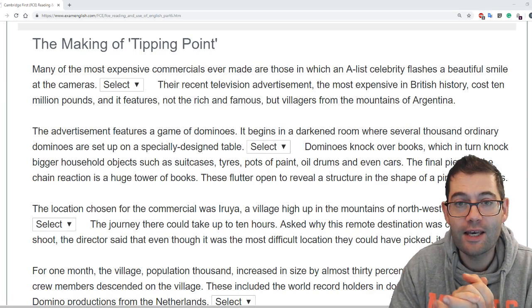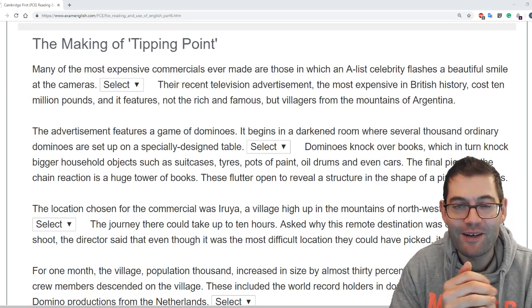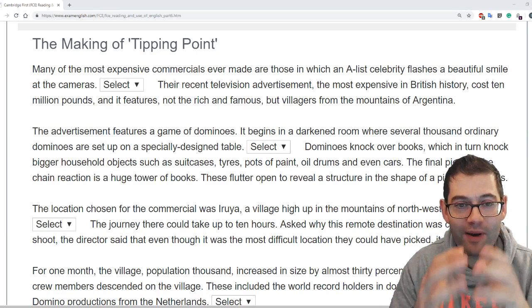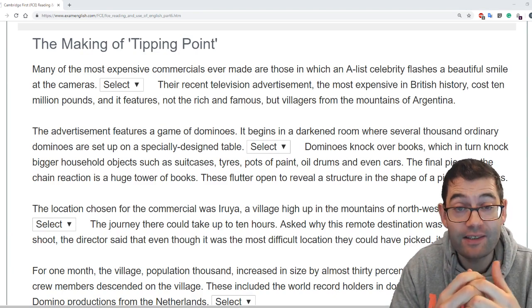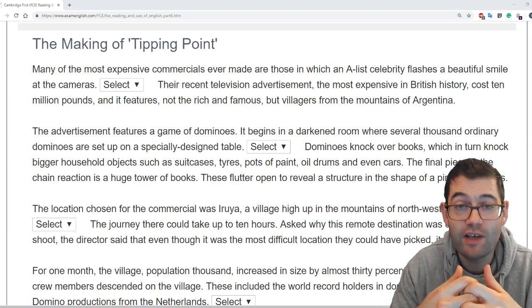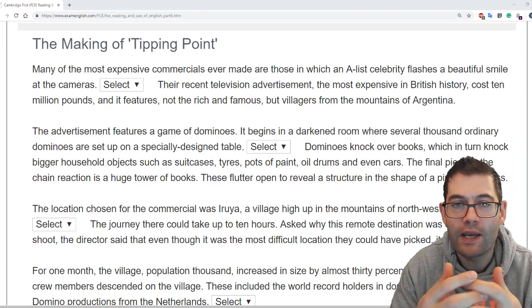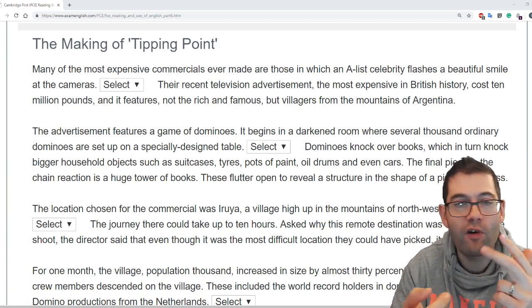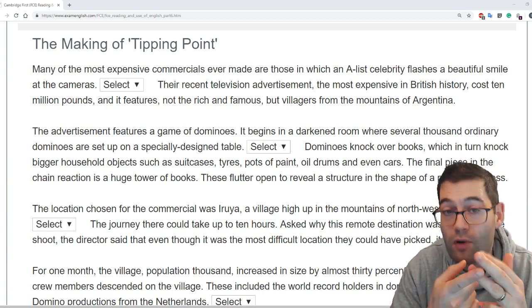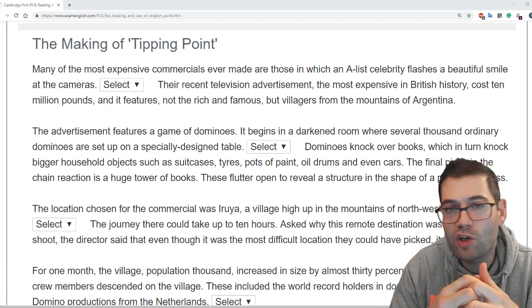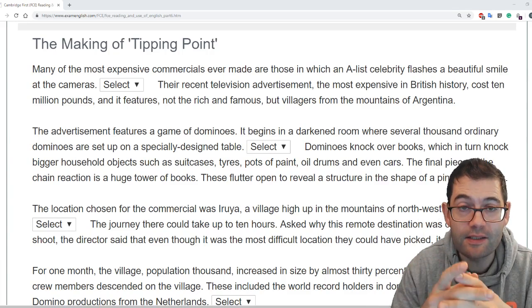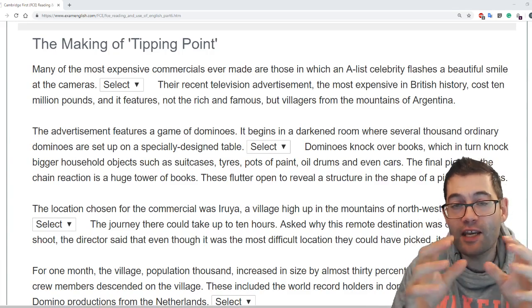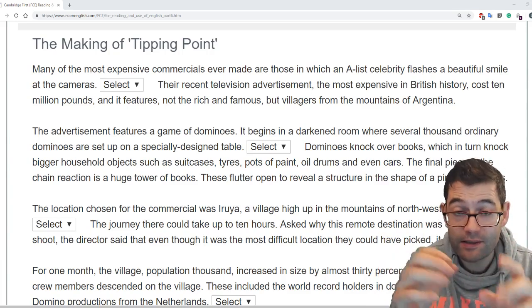Now, the Part 6 gapped text question is quite a tough question. As always, you've got to read through the gapped text first, get a good idea of what's going on, the context, the people involved, how everything works together, what's the story. Once you've got a good idea of context, then go to the answers and see if any of those answers could fit the context.